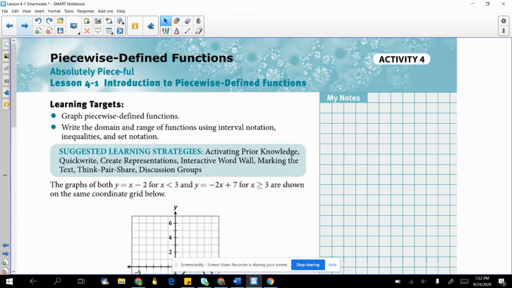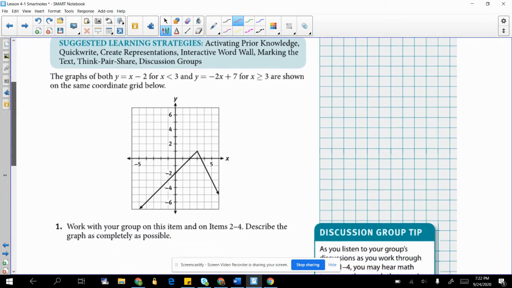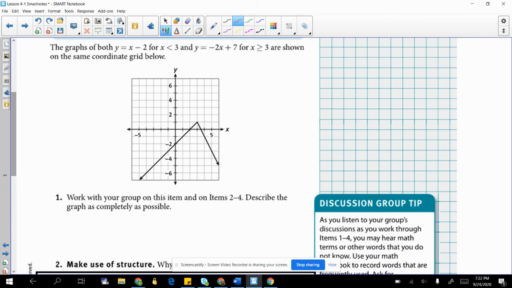First up, we are going to be able to graph piecewise functions, piecewise-defined functions, and we are going to be able to write the domain and range of functions using interval, inequality, and set notation. Okay, so we're going to be talking a lot about domain and range as we move through these next couple of days. Looking at this first example, it says the graphs of both y equals x minus 2 for x is less than 3 and y equals negative 2x plus 7 for x is greater than or equal to 3 are shown on the same coordinate grid below.